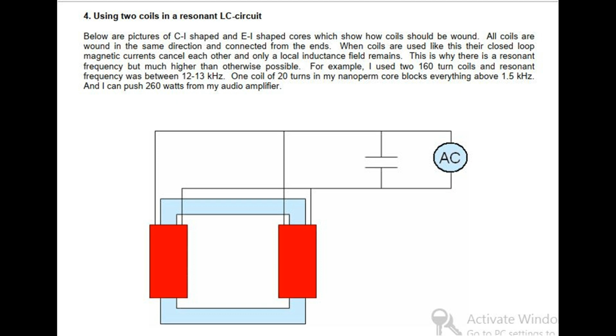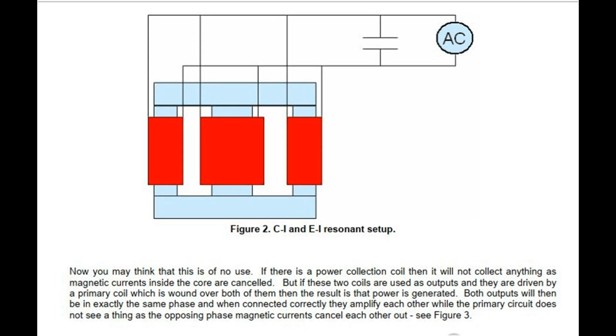For example, I used two 160 turn coils and resonant frequency was between 12 and 13 kHz. One coil of 20 turns in my nano perm core blocks everything above 1.5 kHz. And I can push 260 watts from my audio amplifier. Figure 2. CI and EI resonance setup.